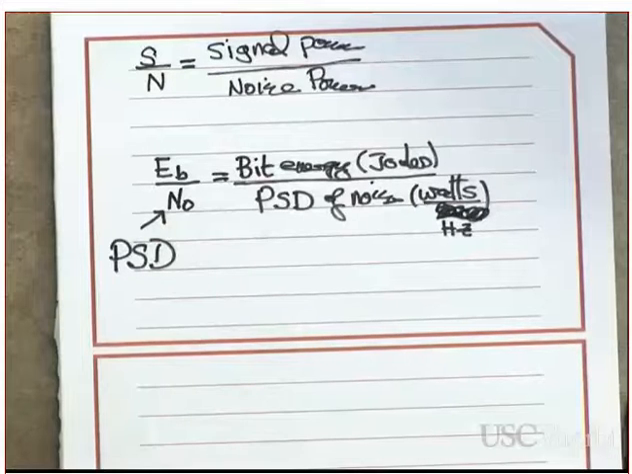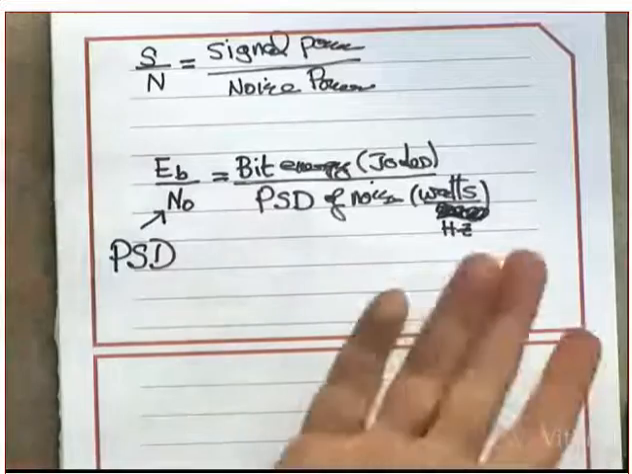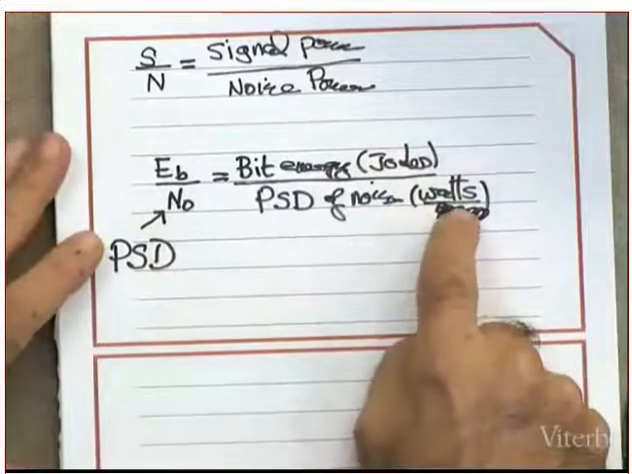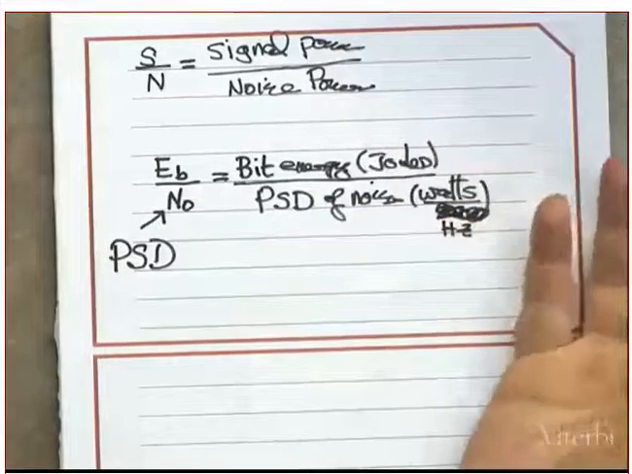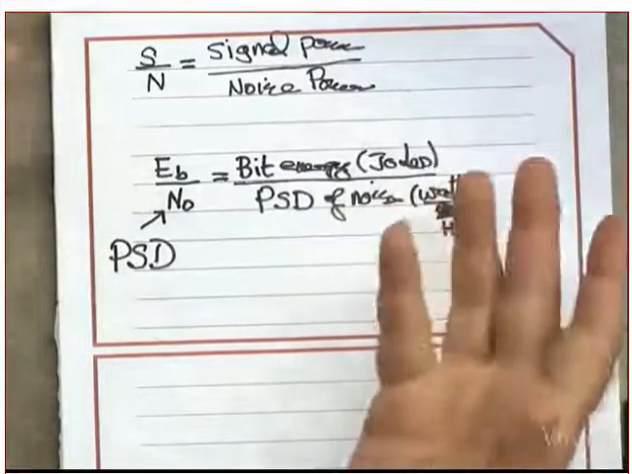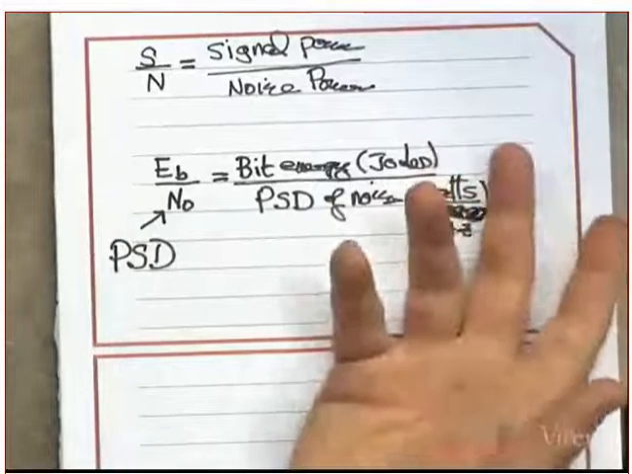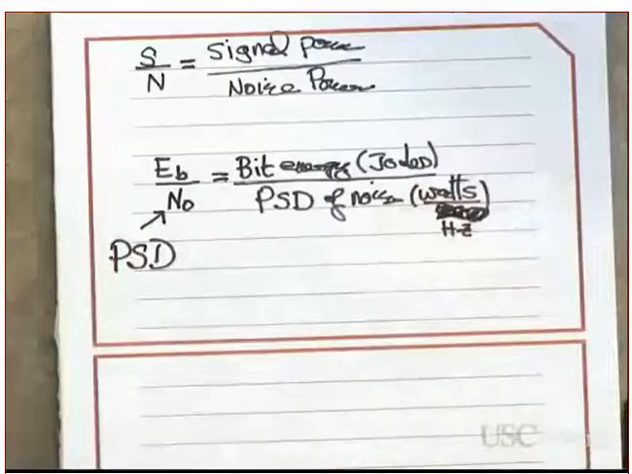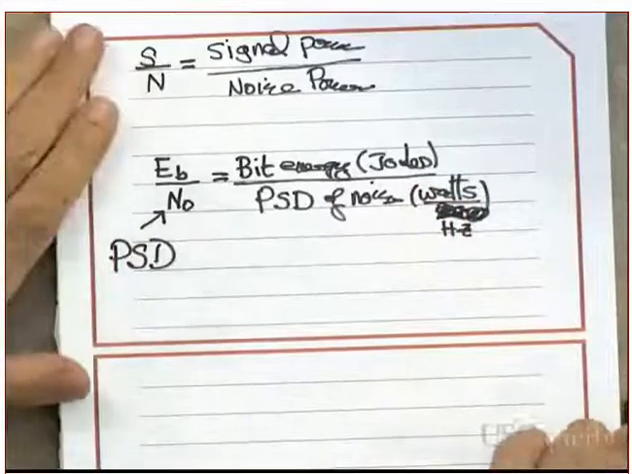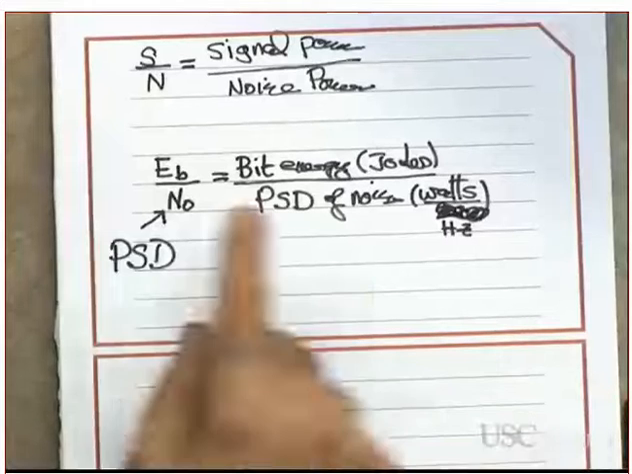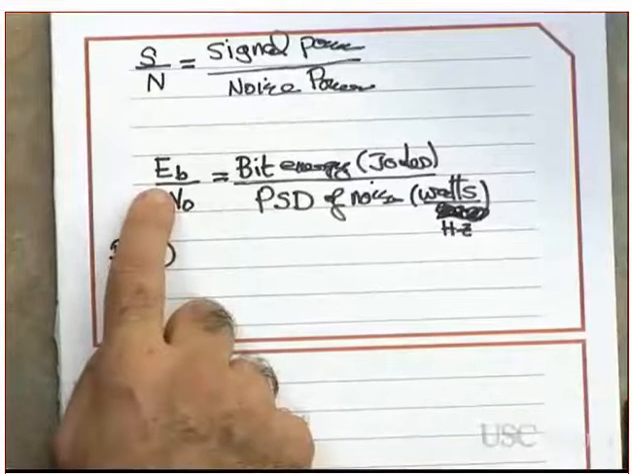Question. What is watts per hertz? Joules. So what do I get? Joules divided by joules is unitless. You follow me or not? So if you really want the truth, you should not get confused, because Eb over N0 is unitless. Clear?